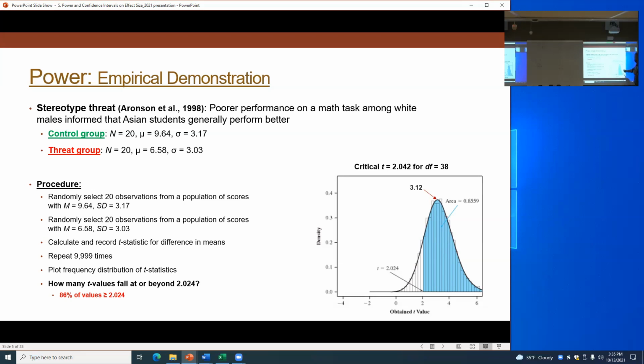So whatever this area is, in this example the area under the curve here is 0.86, right? So I would say in this example, my power is 0.86. 86% of the time, if I'm pulling samples of 20 from each one of these two populations, I'm going to reject the null hypothesis. This is the long-term probability of rejecting the null hypothesis given an effect size, a sample size, and an alpha level, right? So 14% of the time, I've made a type 2 error, right?